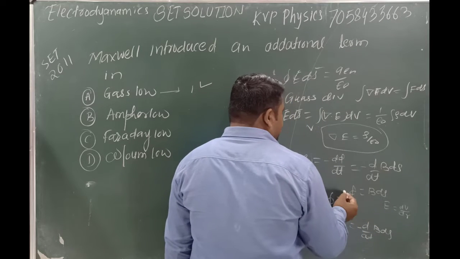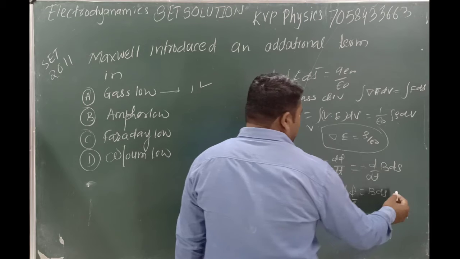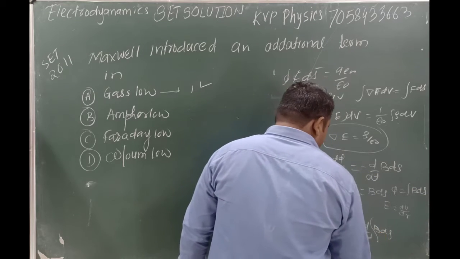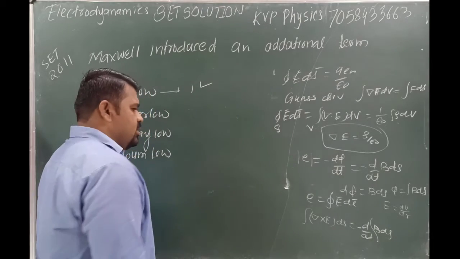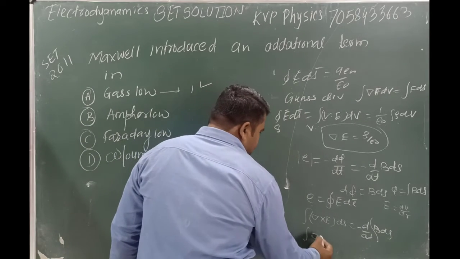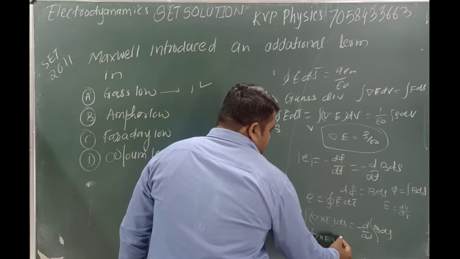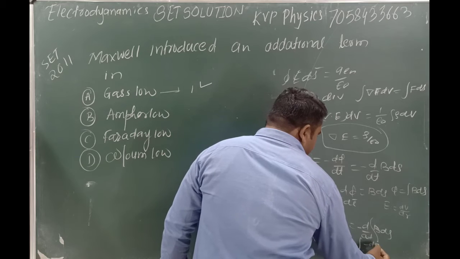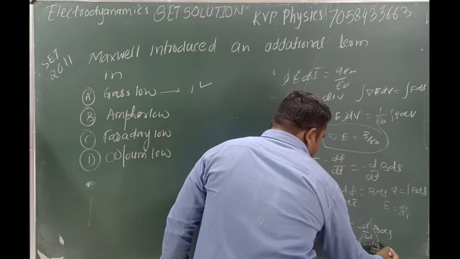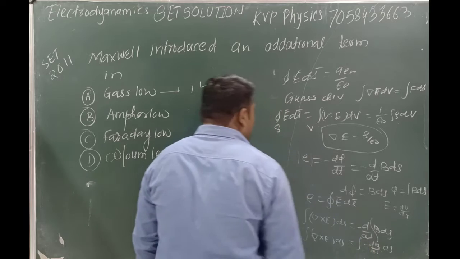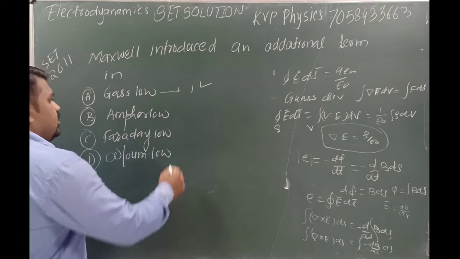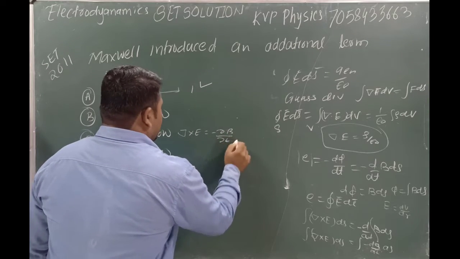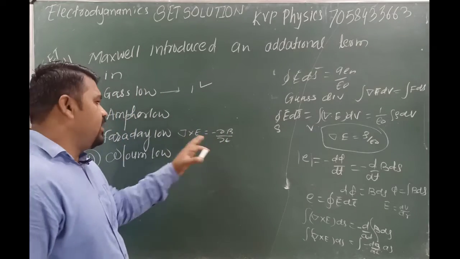Or we know that d phi is equal to B dot ds, so phi is equal to integral B dot ds. Now we can take integral del bar cross E bar dot ds is equal to integral minus dB upon dt dot ds. Now comparing this term, we are getting del bar cross E bar is equal to minus partial B upon partial t. Means in this case, no need to add anything.